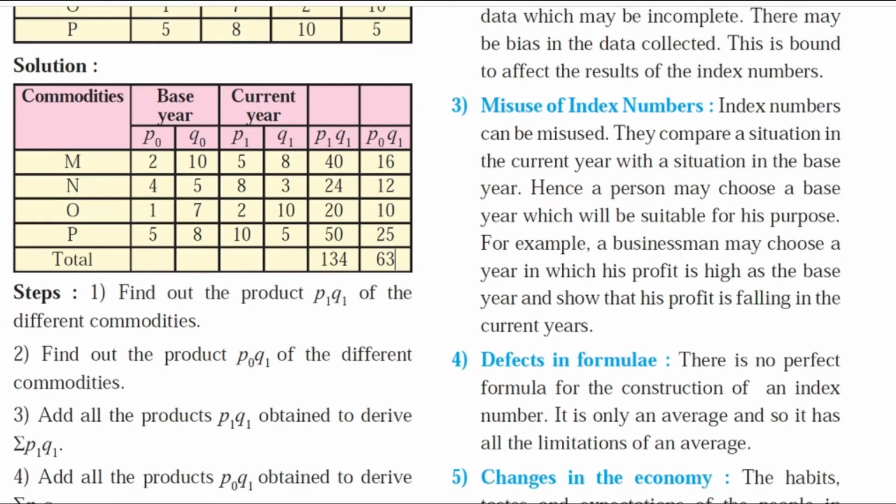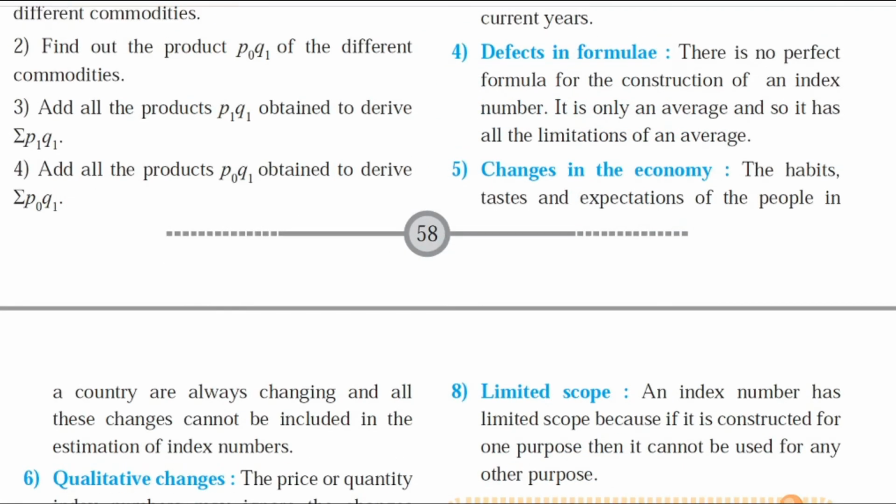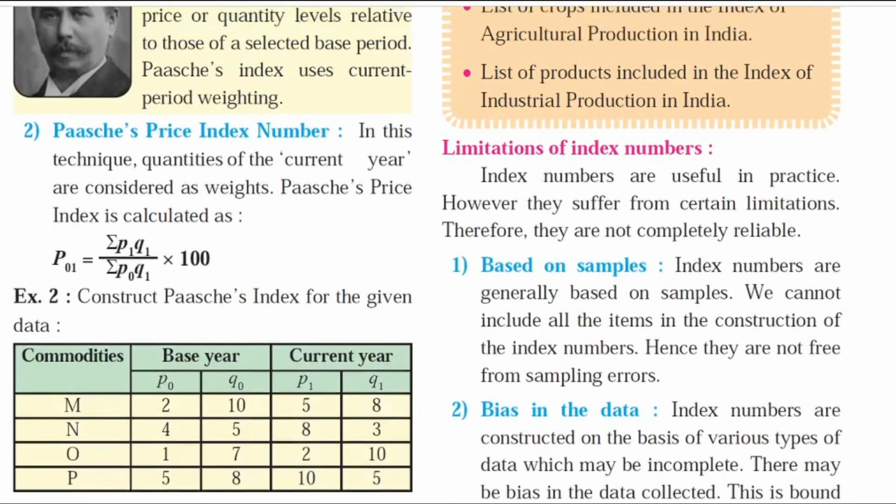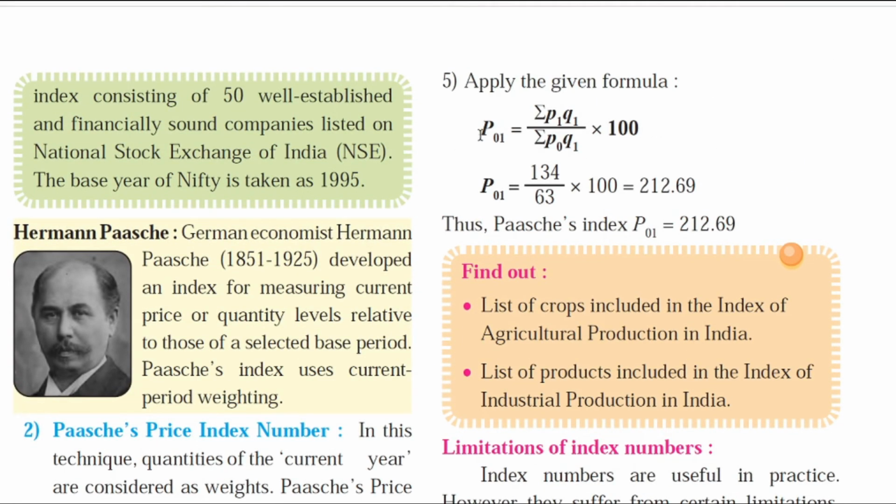And now we'll put it all in the formula very easily. Yes, my dear students, we'll put it in the formula something like this. The formula says price index number is equal to summation P1Q1 upon summation P0Q1 into 100. That is 134 upon 63 into 100, which will give you 212.69. So in this way, my dear students, very easily with the help of Paasche's formula and Laspeyres index formula, you can easily calculate index number or construct index number through simple as well as weighted index number method.